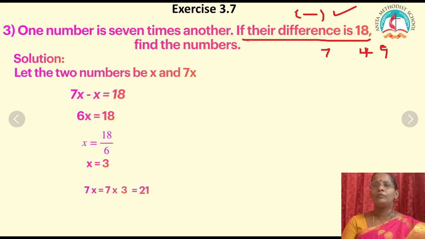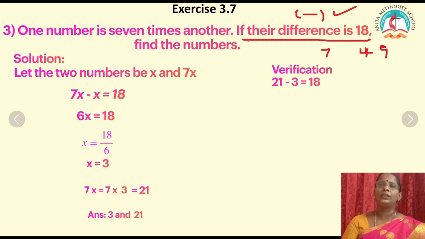Now you have to verify. If you want, you can do the verification children. And here what is given? The difference is 18. Okay. And therefore 21 minus 3. So one number is 3. Another number is 21. So 21 minus 3 is what? 18. Clear children? Now we move on to the next question.